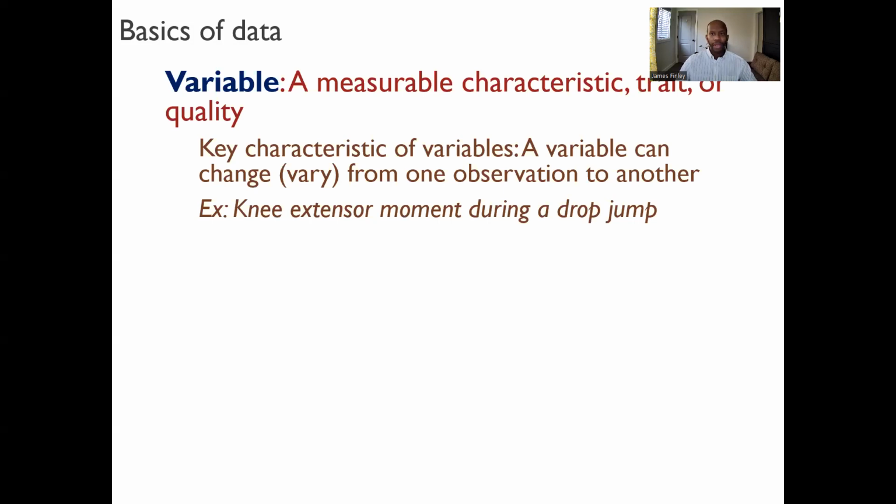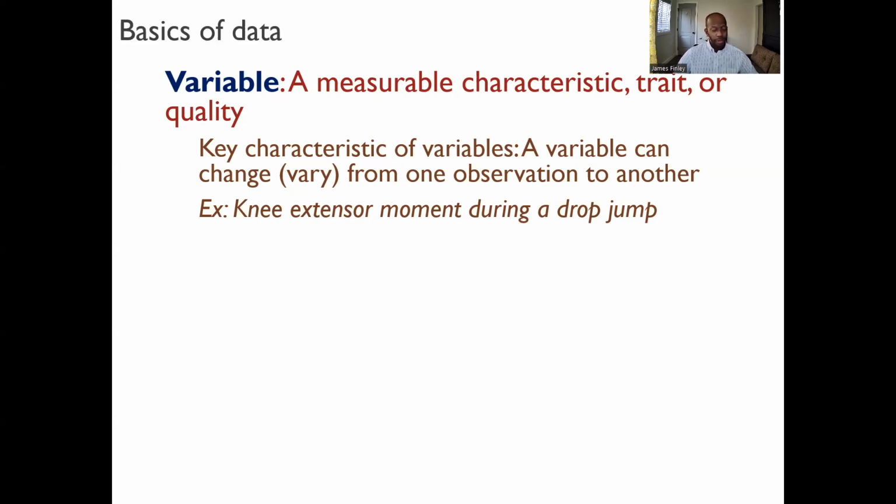So let's talk a little bit about data here. When we talk about data, there are a couple of key concepts that we'd like to define at the onset. So the first is this idea of a variable. When we think about variables in our research, these are measurable characteristics, traits, or qualities. And by definition, variables are things that can change from one observation to another. So for instance, if you're in the world of biomechanics, you may measure knee extensor moments during a task like a drop jump. And the value of that variable might change as a function of time.